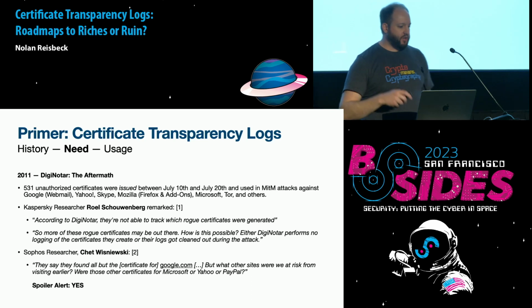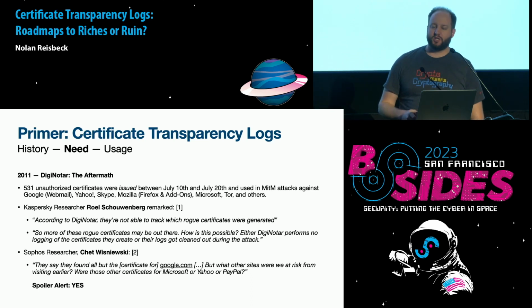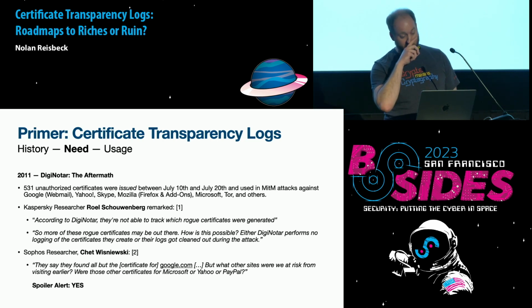So why do we need certificate transparency logs? In the aftermath of the DigiNotar breach, 531 certificates were issued between July 10th and July 20th, used in monster-in-the-middle attacks against Google, Gmail, Yahoo, Skype, Mozilla, Microsoft, Tor, and others. A Kaspersky researcher, I'm not even going to try to pronounce that last name, said in a public blog post, according to DigiNotar, they are not able to track which rogue certificates they generated. So they issued 531 and had no idea what those certificates were.